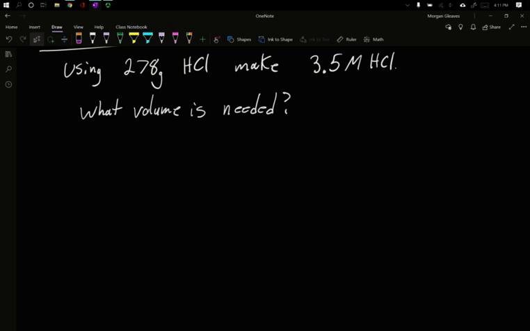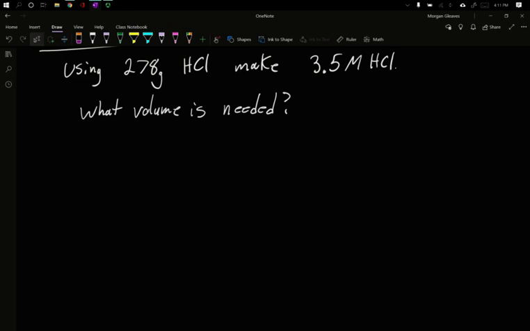So how dilute do we need to make this much chemical? Do we want just a few milliliters? Do we want buckets and buckets? How much volume is necessary to turn this into 3.5 molar? Go ahead and pause, give it a try, and then come on back.